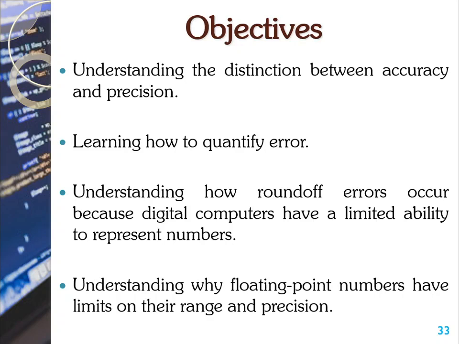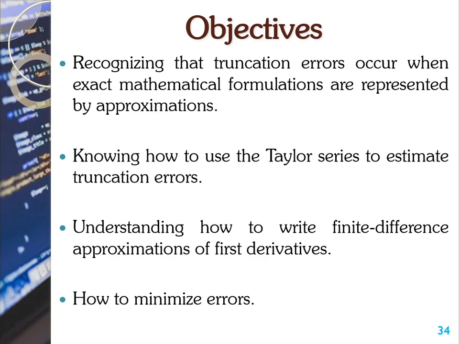We are also going to look at why floating point, that is decimal places, has limits on its range and precision. We are also going to talk about truncation errors, which usually occur when exact mathematical formulations are represented by approximations. And we're also going to demonstrate what we call the finite differencing scheme based on the Taylor series. And above all these, we are going to look at how to minimize these errors.